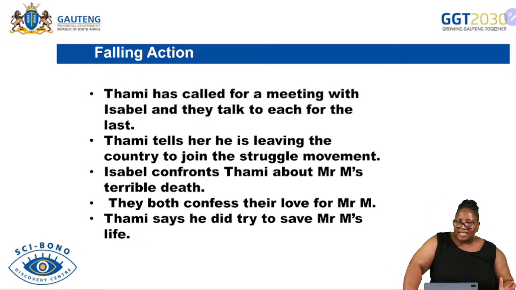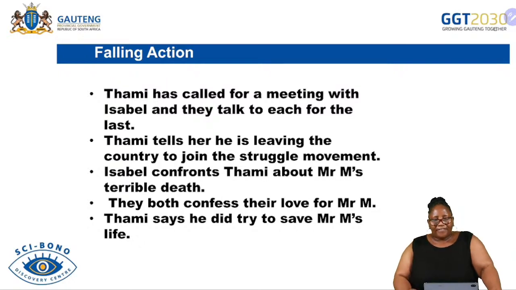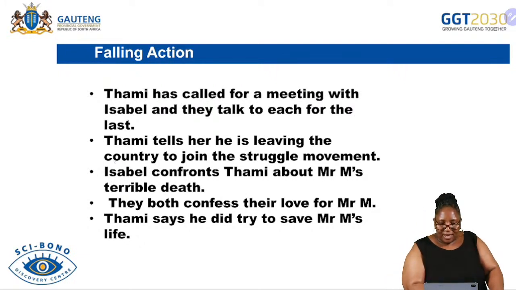And now the following action. Tammy has called for a meeting with Isabel, and they talk to each other for the last time. Remember, they have just found themselves in a new friendship. Now their icon or their idol is killed. Tammy sees it fit to call a meeting, a last meeting, where he tells Isabel that he is going away. He's going to join the struggle movement.